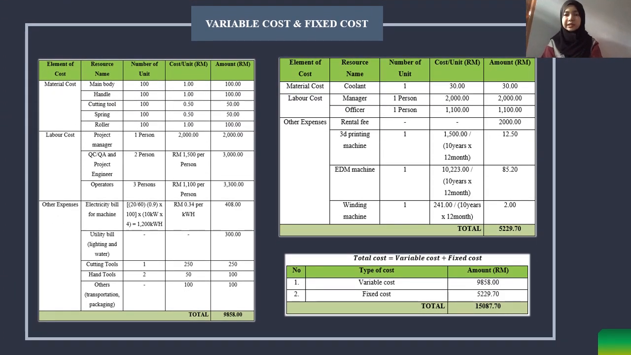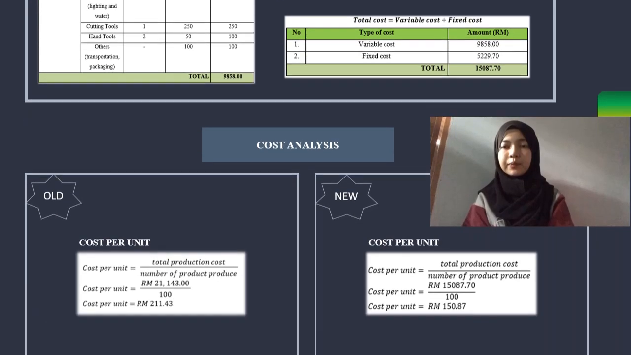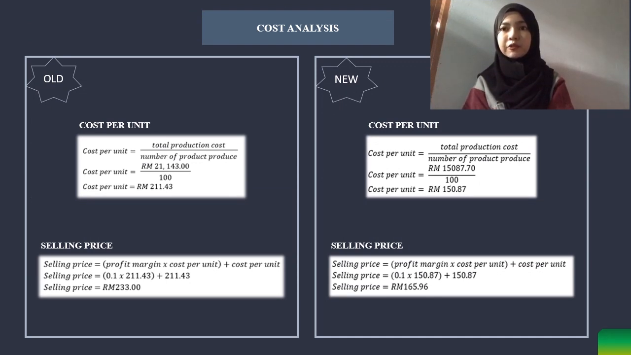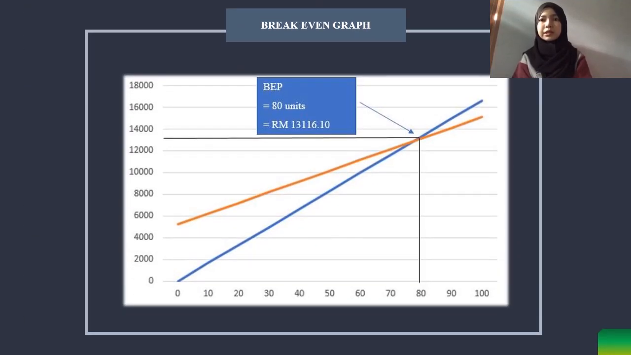This is the cost analysis of the 3C cutter. The variable cost is 9,858 ringgit. The fixed cost is 5,279 ringgit and 70 cents. The total of the variable cost and fixed cost is 15,087 ringgit and 70 cents. The new cost per unit is 150 ringgit and 87 cents, and the selling price is 165 ringgit and 87 cents. After the product design enhancement, the old cost per unit and selling price are decreased by 67 ringgit and 4 cents. This is the break-even graph.